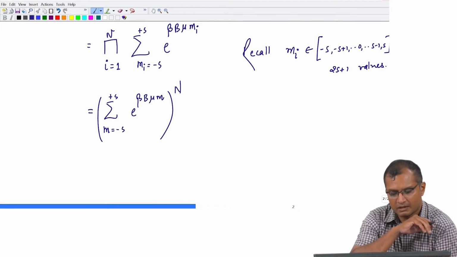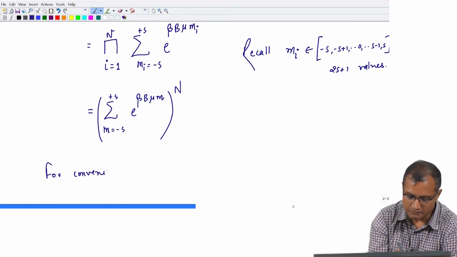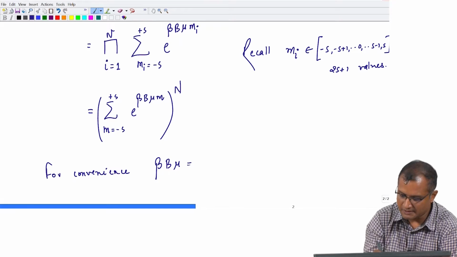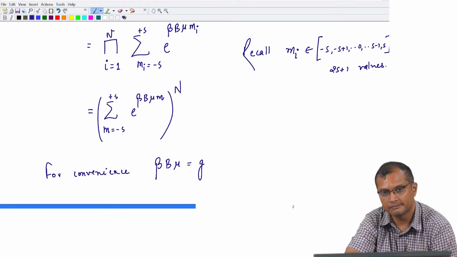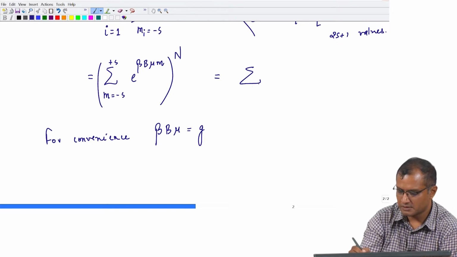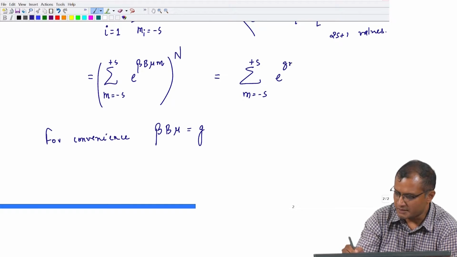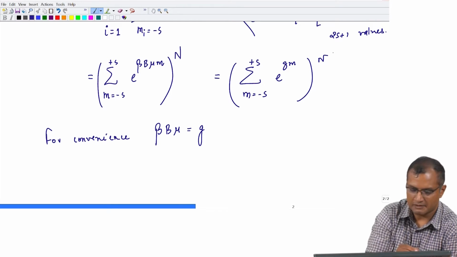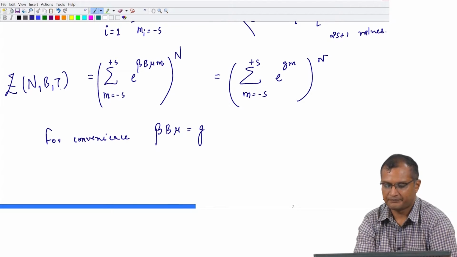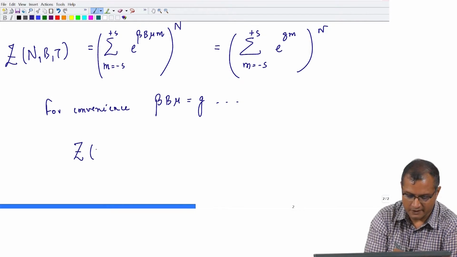And for the sake of convenience, I can take the factor beta b mu as some g, because I do not want to write three symbols every time. So, this is nothing but summation m going from minus s to plus s, e to the power g m, the whole thing raised to n. This is my partition function that I am going to compute. Is that okay?